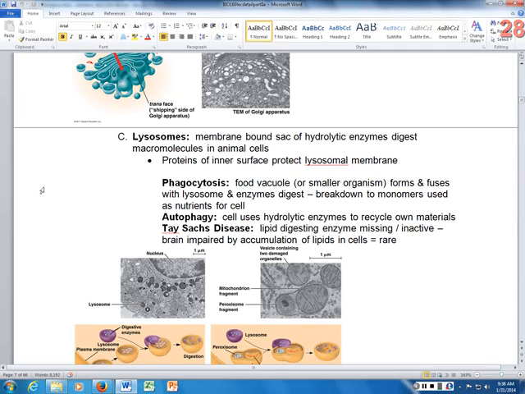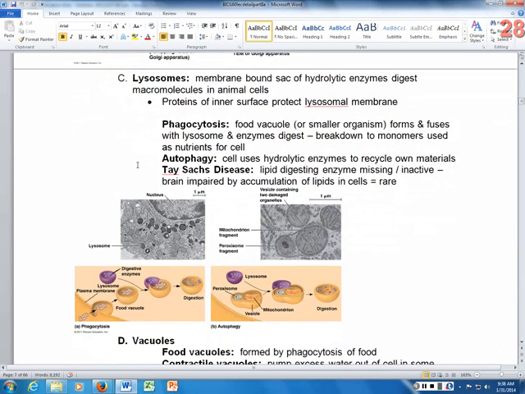Some ways that we use those: with phagocytosis, if you have a food vacuole where you have taken some food into the cell, it will be in a package. That package will fuse with a package of lysosomal enzymes, and that will dump those enzymes in there to break down that food. And then you'll have it broken down into the monomers that you get to use to build whatever you need. Sometimes the cell will do this on itself, autophagy, where it will use it to recycle its own materials.